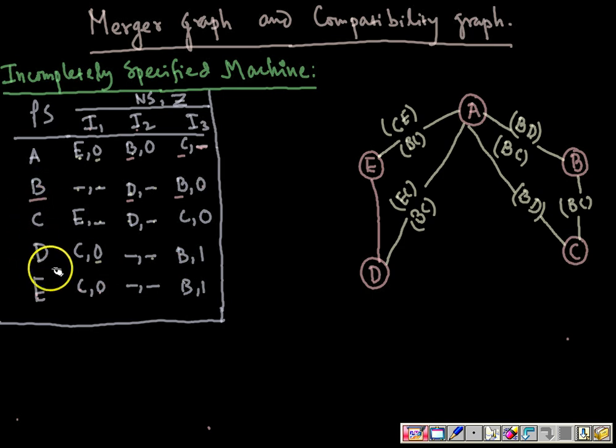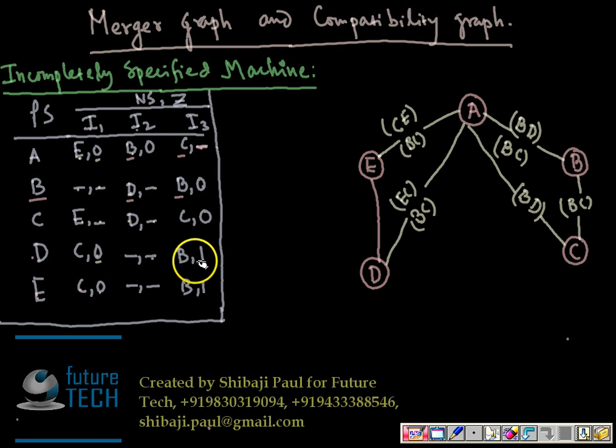So what about B and D? It's not specified. 0 0 0 0, it could be anything. Same 0 1. So you can see that it's 1 and 0, they are different, the output is different, so B and D are not going to have any arc. Now what about B and E?